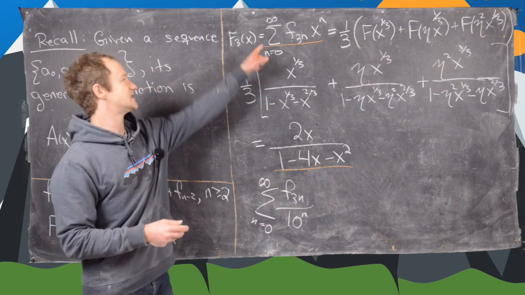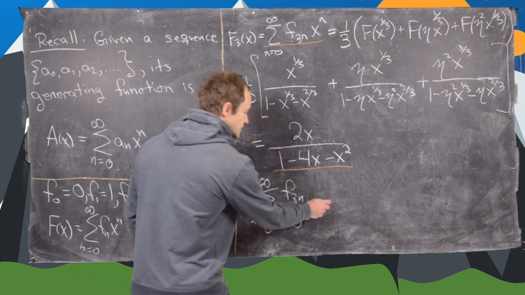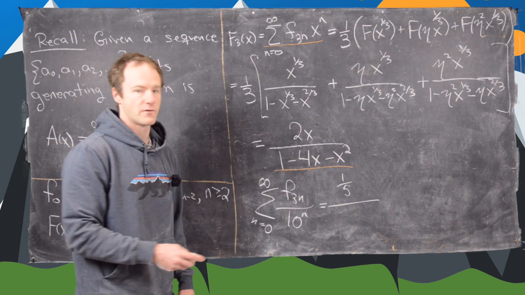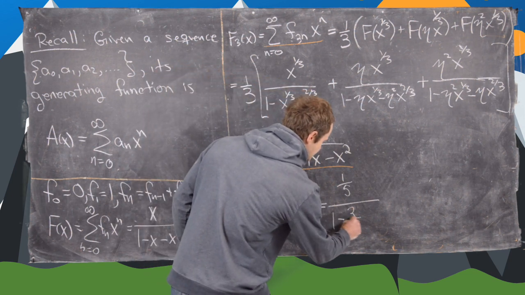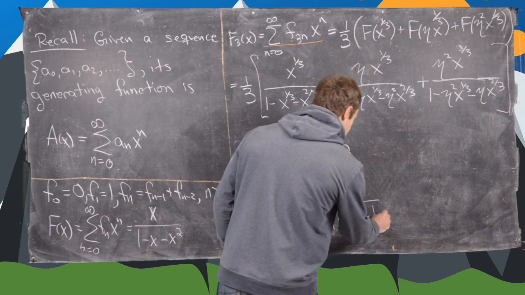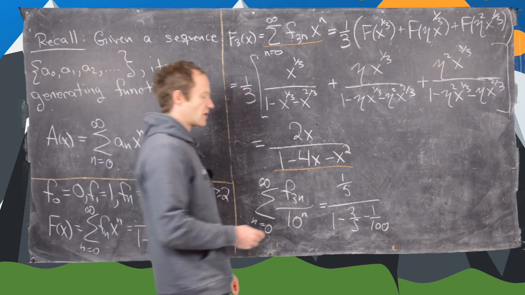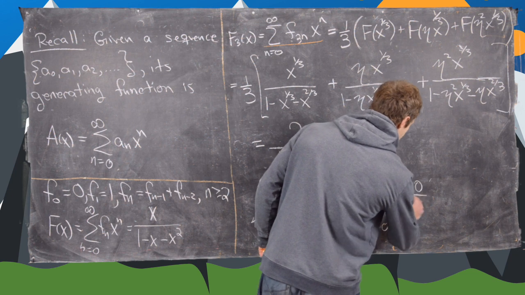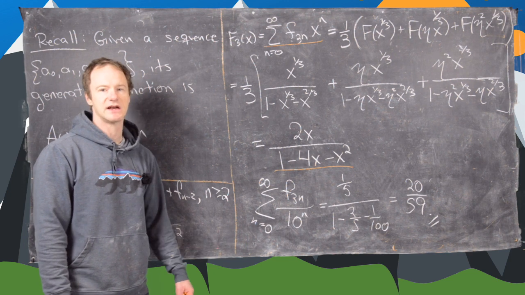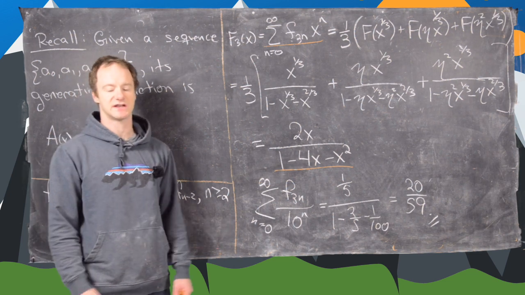So notice that this generating function evaluated at 1 over 10, so that is within the radius of convergence. So notice that's going to give us 2 over 10, which is 1 over 5, over 1 minus 4 over 10, which is 2 over 5, minus 1 over 10 squared, so that's going to be minus 1 over 100. So you get something like that, but then doing the elementary arithmetic, this ends up being 20 over 59. So we've got this nice combinatorial identity involving Fibonacci numbers that we got through this nice new strategy. Okay, this is a nice place to end the video.